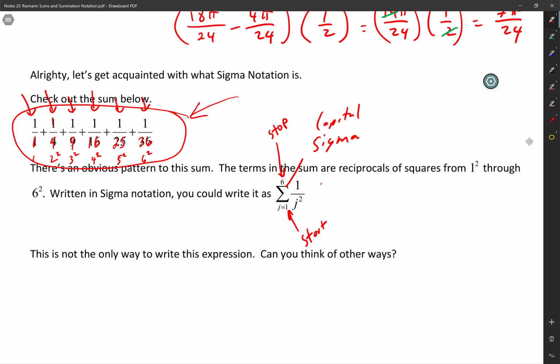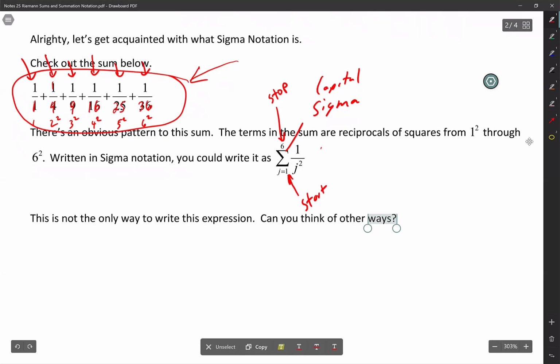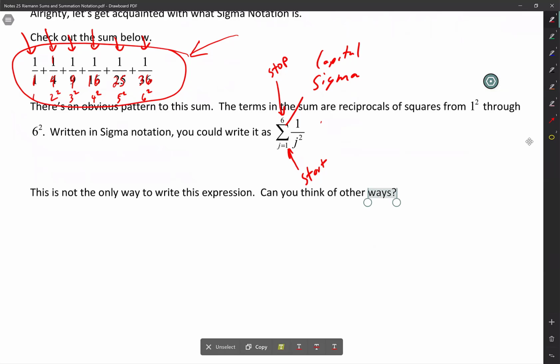This is not the only way to express this sequence. Is there another way? Yes. Here's how we do it. Ready? I'm doing the same thing again.